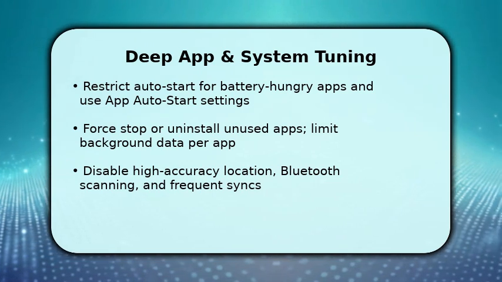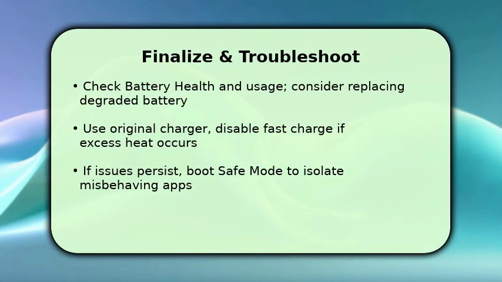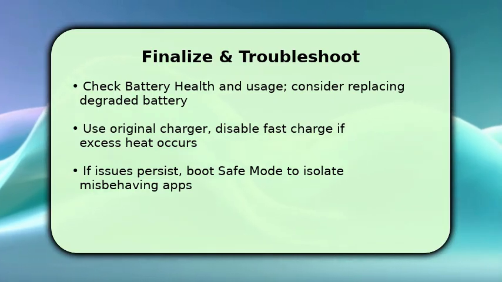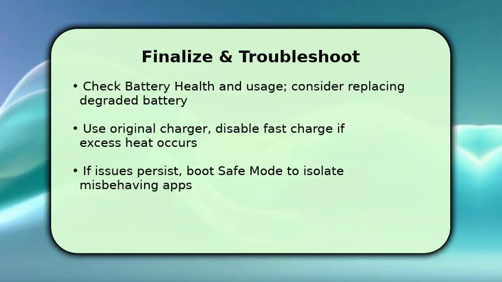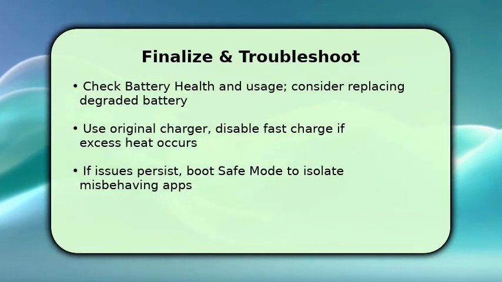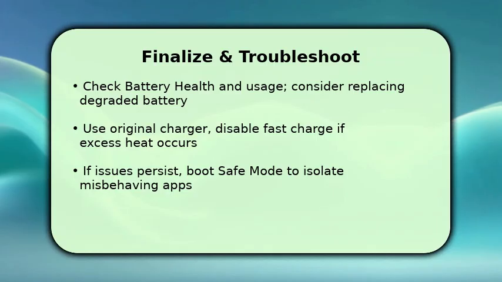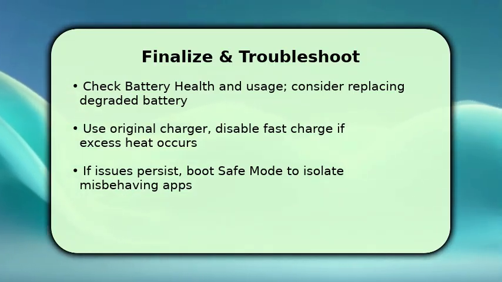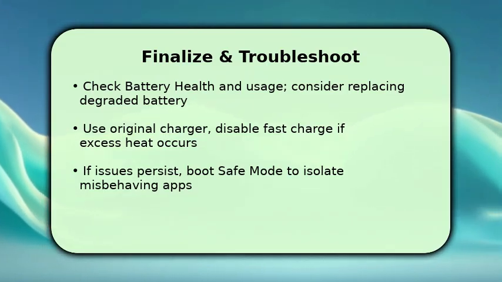Finish by auditing battery usage in settings to spot rogue apps and check battery health. A heavily degraded battery needs replacement. Use the original charger and cable and disable fast charge if your phone overheats frequently because heat destroys capacity. If things still misbehave, boot into safe mode to see if a third-party app causes the drain. Uninstall suspicious apps one at a time. If nothing works, back up data and consider a factory reset.